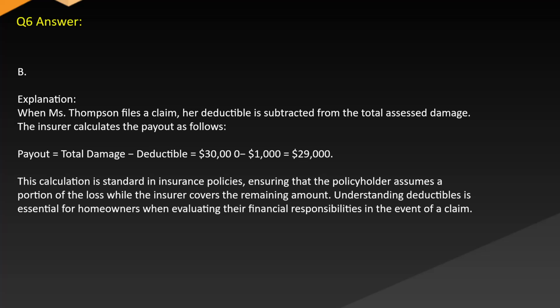Answer: B. Explanation. When Ms. Thompson files a claim, her deductible is subtracted from the total assessed damage. The insurer calculates the payout as follows: pay equals total damage minus deductible, which equals $30,000 minus $1,000 equals $29,000. This calculation is standard in insurance policies, ensuring that the policyholder assumes a portion of the loss while the insurer covers the remaining amount. Understanding deductibles is essential for homeowners when evaluating their financial responsibilities in the event of a claim.